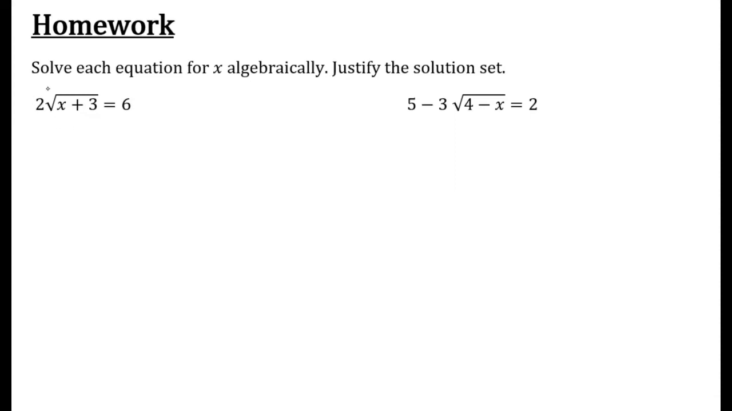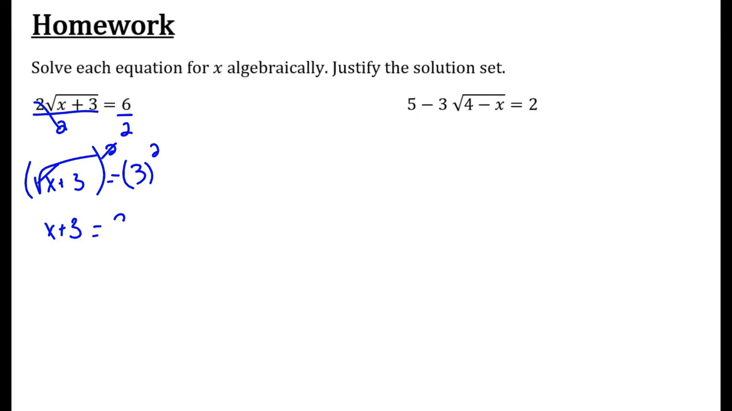So our first step is to always isolate the radical. Right now it's being multiplied by 2, so I'm going to divide by 2 to get the square root of x plus 3 equals 3. Well, how do I undo a square root? To undo a square root, I'm going to square both sides. The square root and the square leave me with x plus 3 equals 9, which means subtract 3, and I get x equals 6.